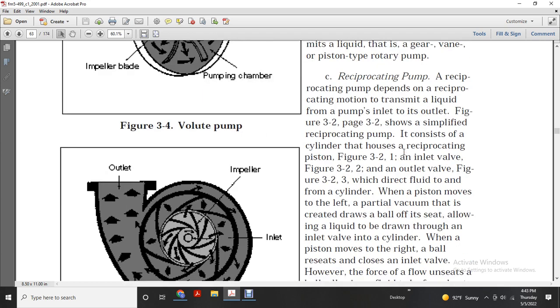A reciprocating pump depends on the reciprocating motion of a piston to transmit liquid through the pump from the inlet to the outlet. Figure 3.2 shows a simplified reciprocating pump with the cylinder housing the reciprocating piston, with an inlet valve and an outlet valve.